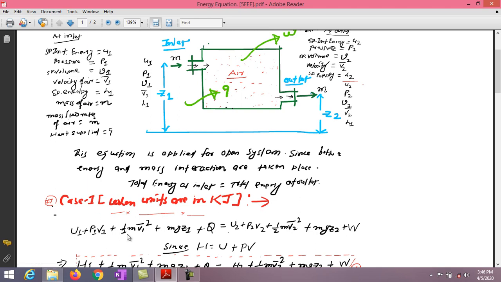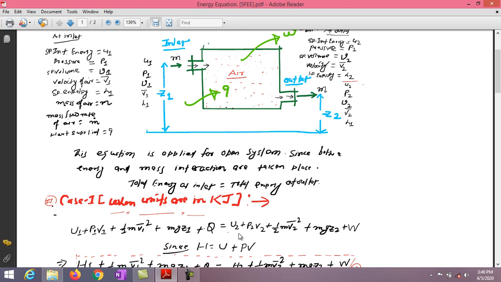I am repeating once again. This U1 is the total internal energy of air at inlet. P1 V1 is the displacement work in the form of energy at inlet. Half m v1 square is the kinetic energy of air at inlet. mgz1 is the potential energy at inlet, and Q is the amount of heat which is transferred into the system. This is the total energy of air at inlet.